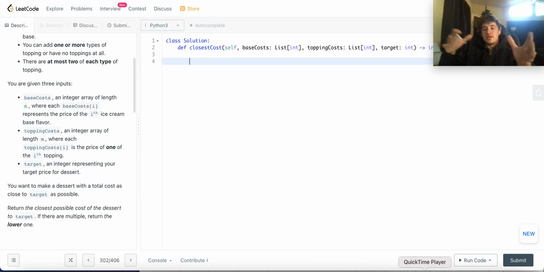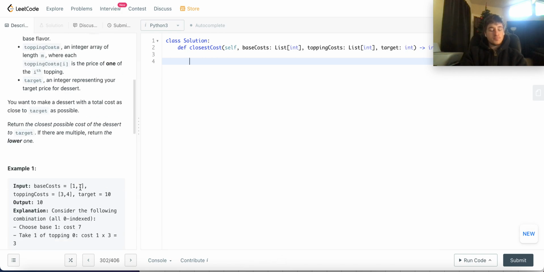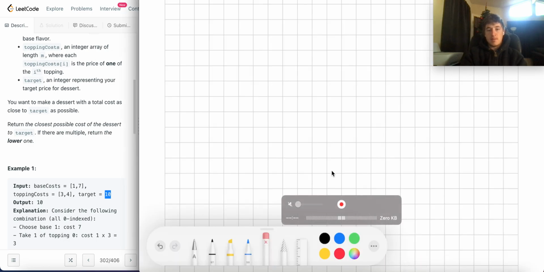So the absolute difference between the target price and the price that I'm able to calculate. Okay. So when you have 1, 7, right? And the target is 10, well, what I could do is I could choose this base cost of 7, and then I choose one of the toppings of 3, and then get to 10. So how would you approach this problem?